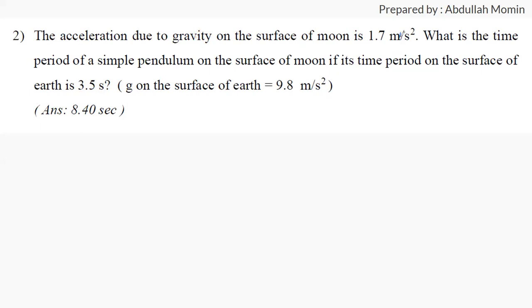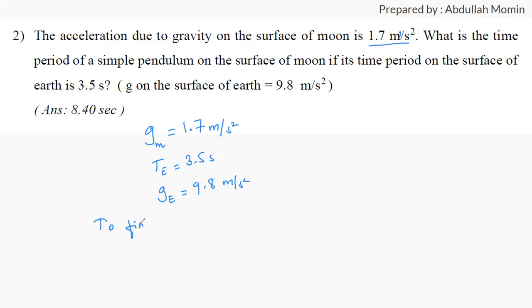What this question says is that the acceleration due to gravity on the surface of moon is 1.7 meter per second square. What is the time period of simple pendulum on the surface of moon, if its time period on the surface of earth is 3.5 seconds? So time period on the surface of earth is 3.5 seconds. Acceleration due to gravity on the surface of earth is 9.8 meter per second square.